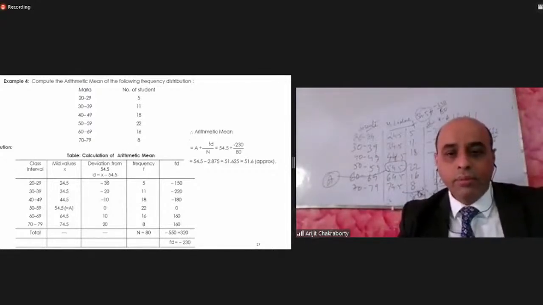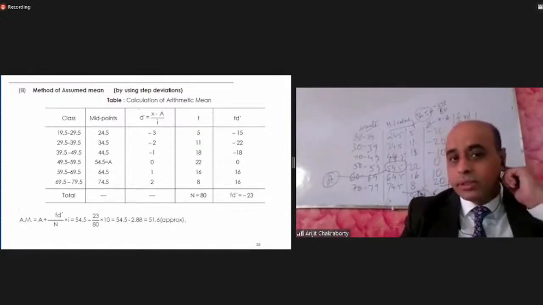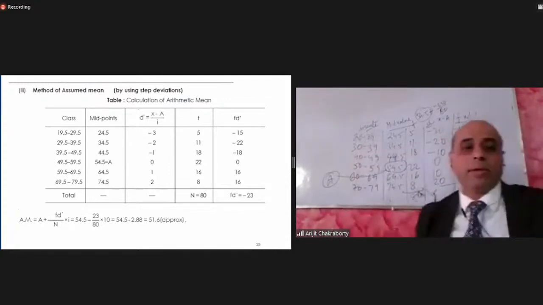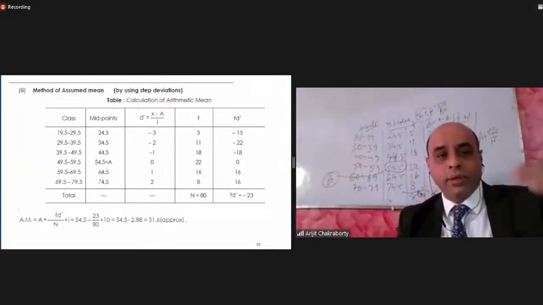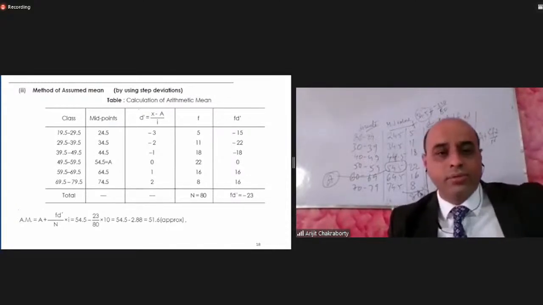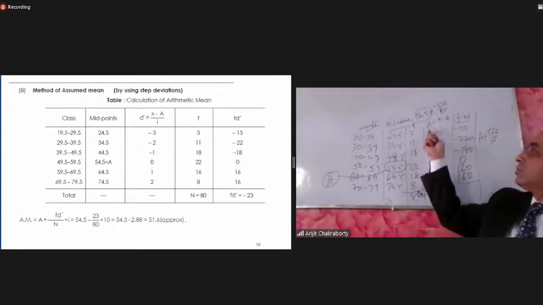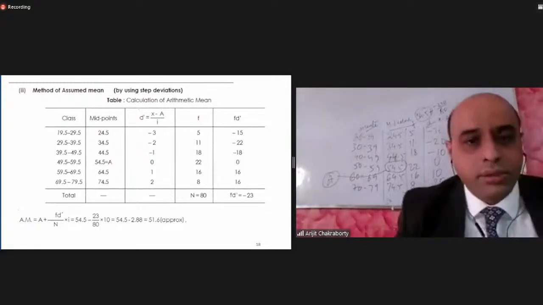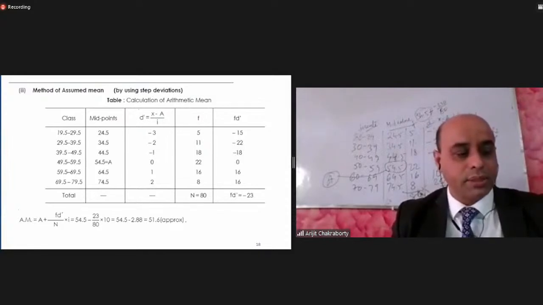Now we move to some more examples. The same problem can be done in this way also when we have a step deviation method. You can see here, instead of 20 to 29, we have taken 19.5 to 29.5 to make it continuous. Again from 29.5 to 39.5. So this is another way of doing it. Whichever way you feel like, you can do. This also is quite easy. Once you know the midpoint and once you have found out the deviation, this becomes easy. Here also, using the step deviation method, you can arrive at the same answer.